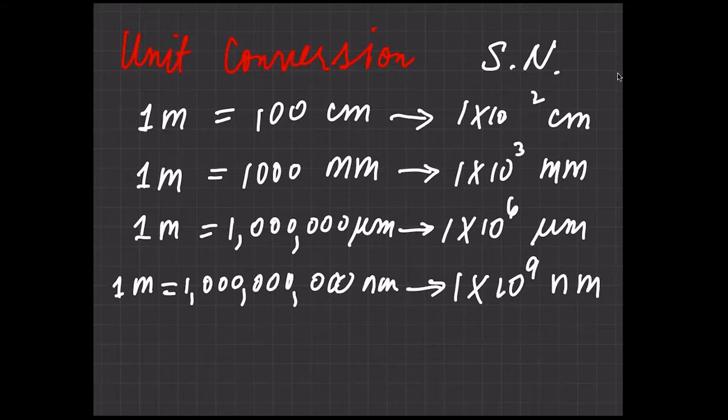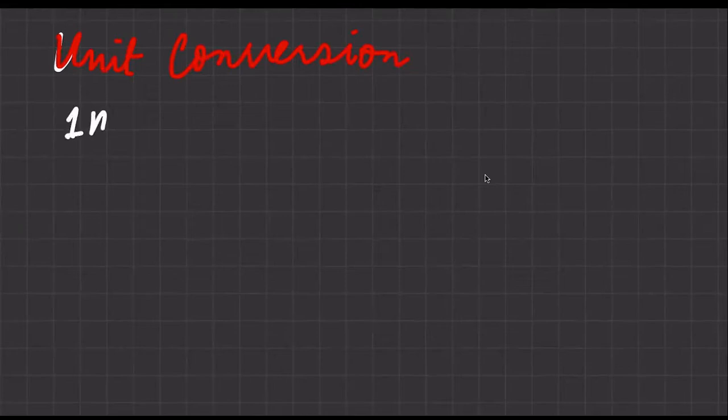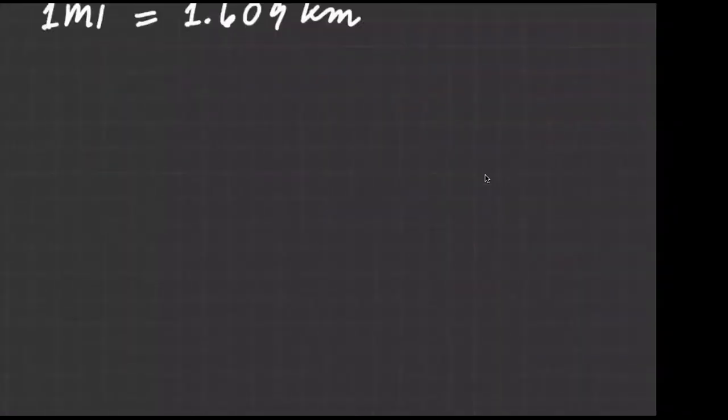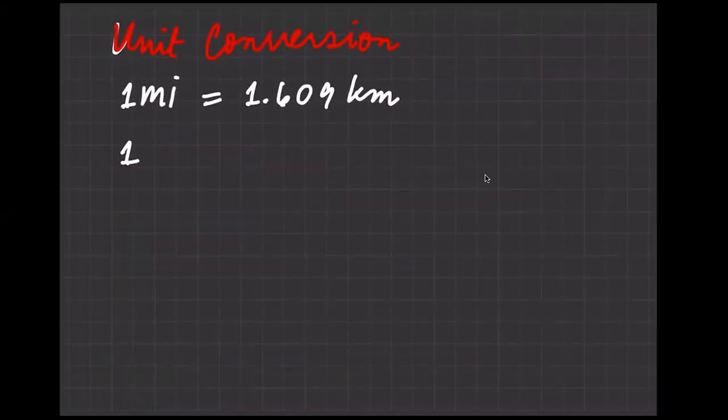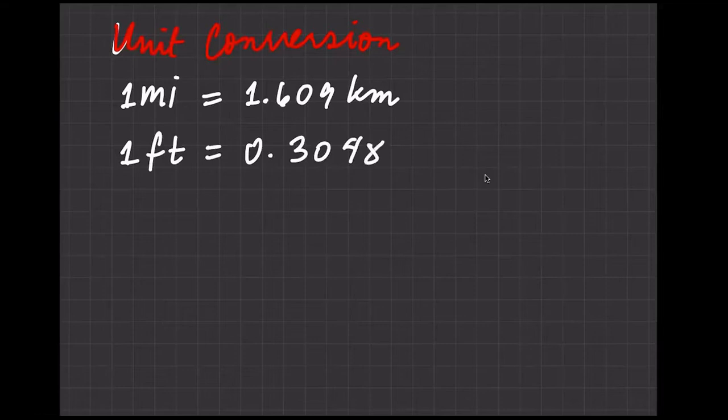So now let's discuss some common examples of unit conversion. In the US, they use mile. For 1 mile, in Manila, in the Philippines, we of course use kilometer. It's actually 1.609 kilometer. In the US, they also use foot. 1 foot is equivalent to 0.3048 meter. And then 1 yard in the US is equal to 3 feet.